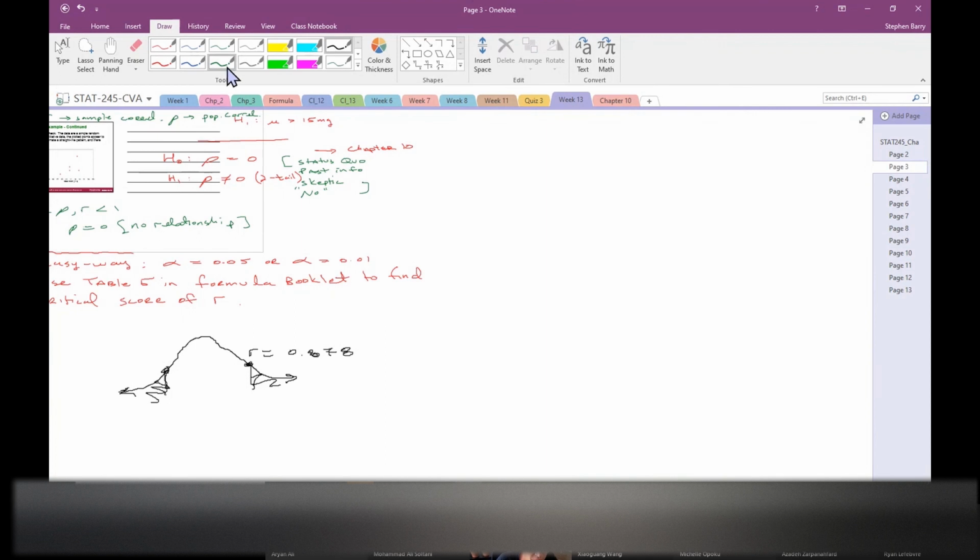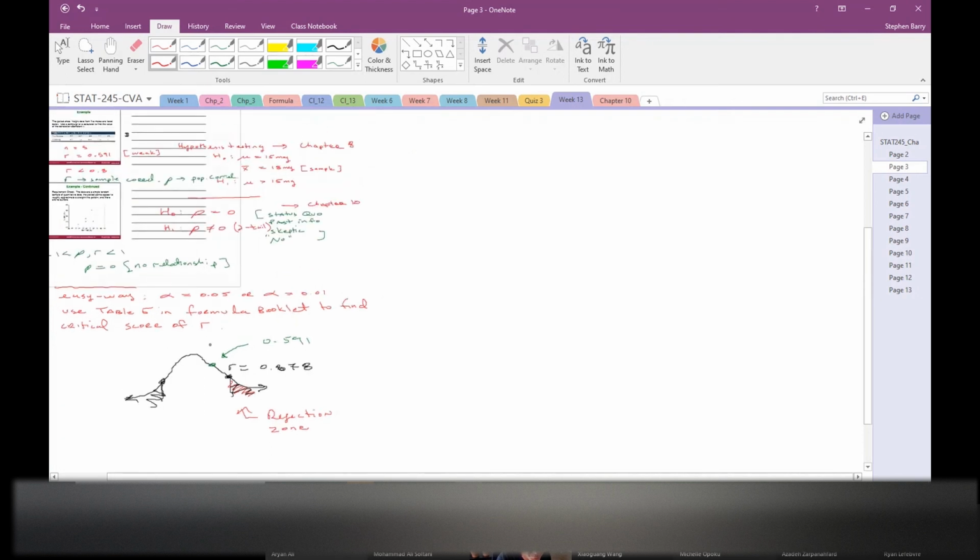And where do we fall? Well, we have 0.591, which is clearly not in the rejection zone. Right? Now, if you show me that, I'm like, wow, you really know what you're doing. Okay, I don't have to try and guess if you know what you're doing.